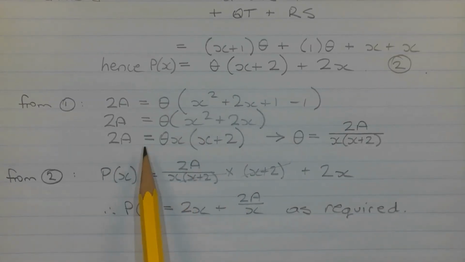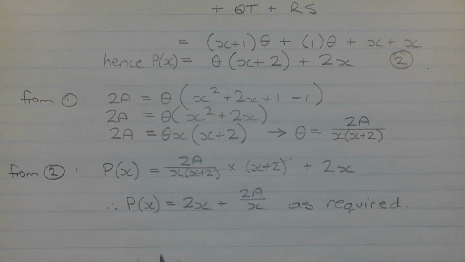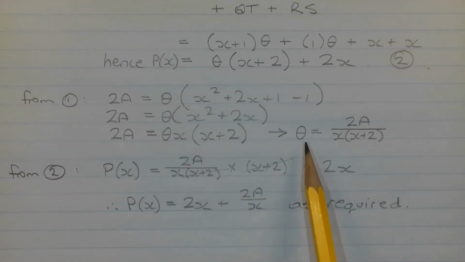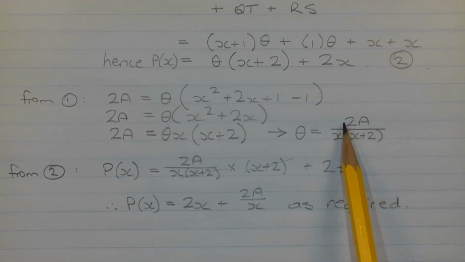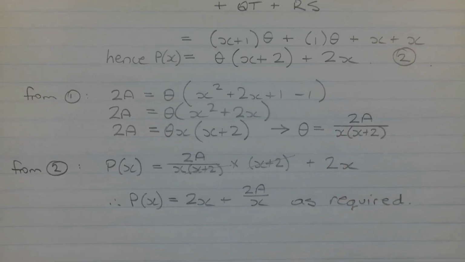So we get 2a is equal to theta x times (x + 2). Now we could make theta the subject. So dividing the 2a by x times (x + 2), we get theta is equal to 2a over x times (x + 2).